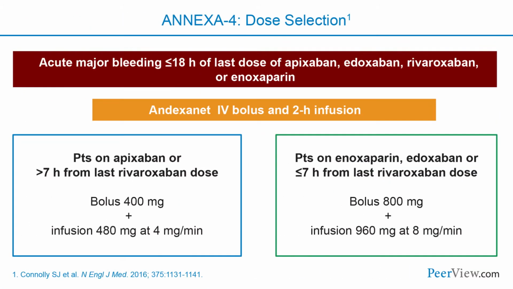Patients are given a bolus plus a 2-hour infusion in the ANNEXA-4 protocol, and the dose is different depending on which anti-10A they're taking and how long it's been since they took their last dose. The bolus is either 400 or 800 milligrams, and the infusion is 4 milligrams per minute or 8 milligrams per minute. Emergency physicians, if they don't have a reliable history of when the patient took their last dose, are probably going to default to the higher dose.